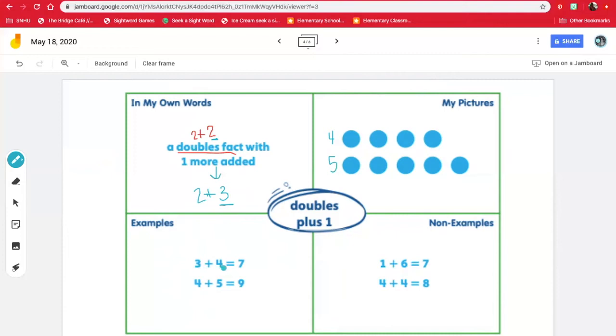And here we have 3 plus 4 equals 7. We know 3 plus 3 is 6, and because we added 1 more to the 4 to make it 4, we have 7 now. 4 plus 4 is 8. But we added one more to that 4 to make it 5, which makes our answer 9. And here's some non-examples, because this one is a doubles. But this one doesn't work because 1 plus 6, you can't add 1 to any of these beforehand to make it a doubles fact. So that doesn't work.